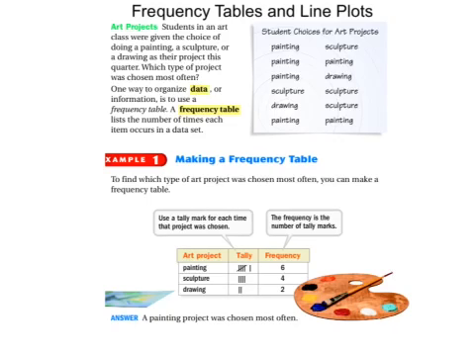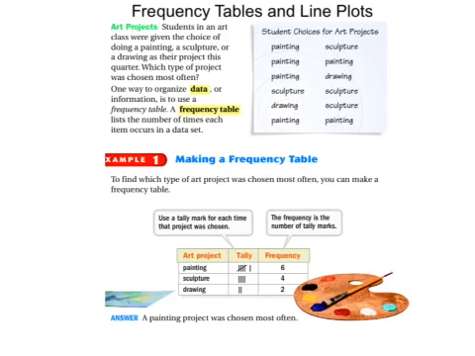A frequency table is really helpful when you have repetitive information within your data. So this is a really good time to use a frequency table, and we'll also do a line plot with it later. So over in the right hand corner you can see all the different choices that the students selected, whether it was a painting, a sculpture, or a drawing.